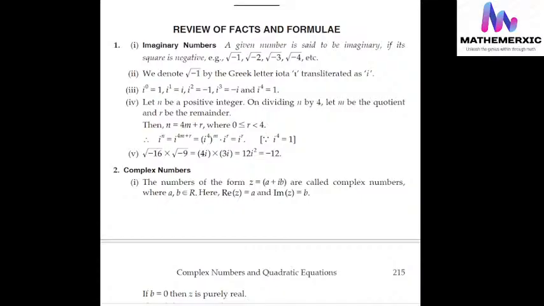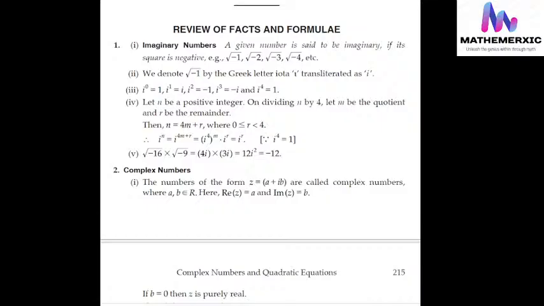i cube is -i. Why? Because i is root -1, and i square is -1. So i square, we know it is -1, and i multiplied to that gives us minus i. i to the power of 4 is 1. Let n be the positive integer.